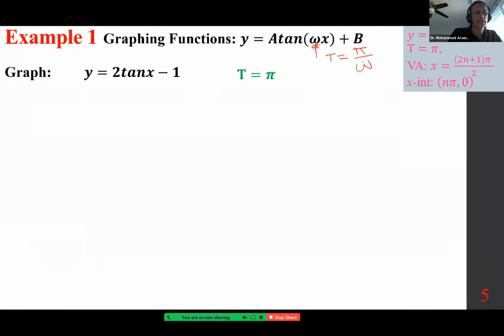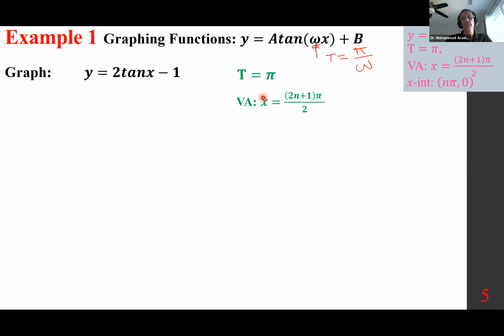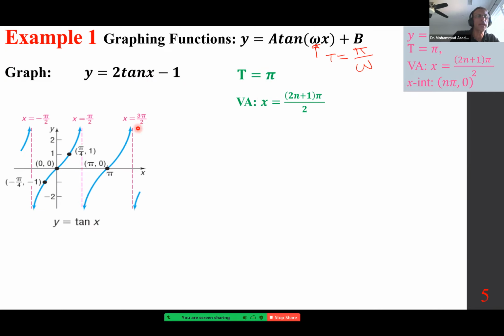Since it's just tan x, the period remains the same. So the vertical asymptotes remain the same. There is no phase shift. They are not moving to the right or left. And so here's the regular tan x.